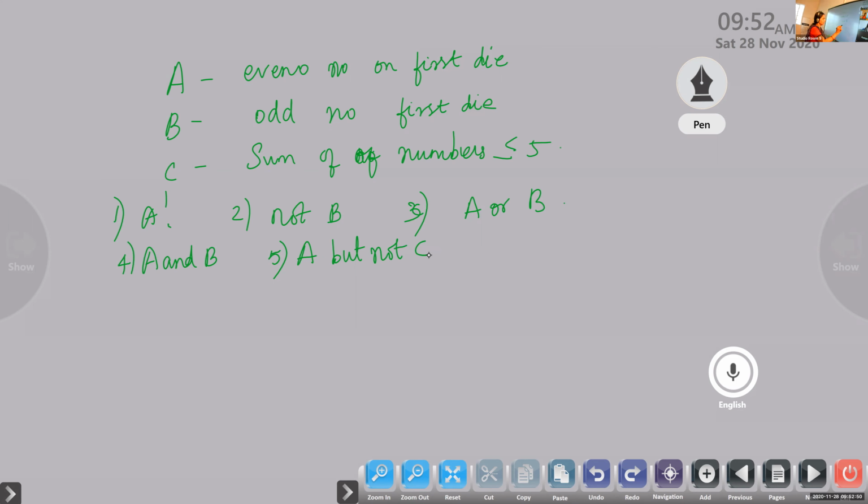Then sixth one, A or C. B or C. Seventh one, B and C. Eighth one, A intersection B dash intersection C dash.